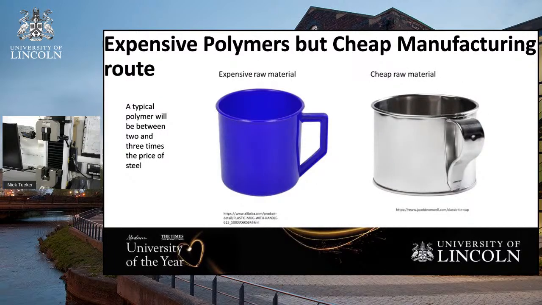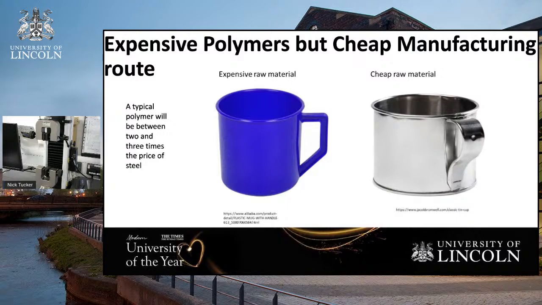So a typical polymer, I meant to draw your attention to it on that graph there, is probably about 2 to 3 times the price of steel. But if you went outdoors to buy a camping mug, very likely you would see an awful lot of plastic ones and very few of the steel ones. Steel's the cheaper raw material. Why on earth are the plastic ones more popular?